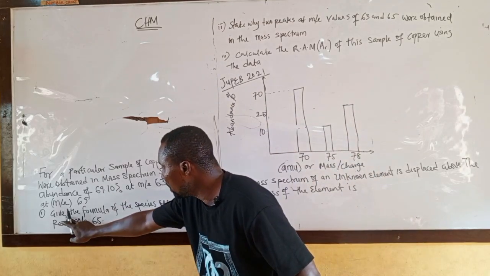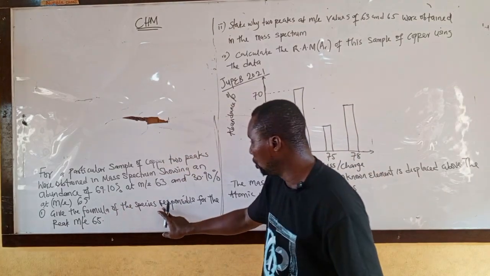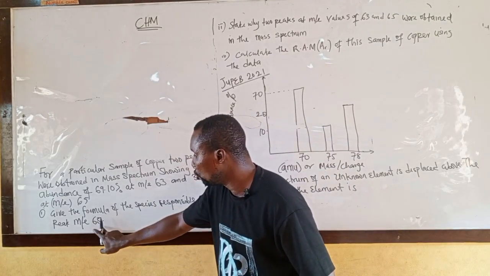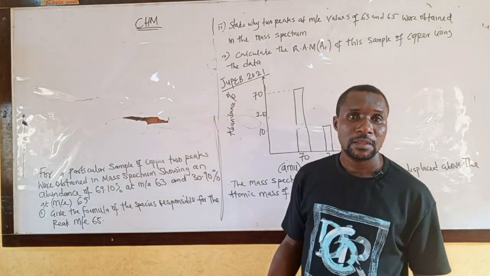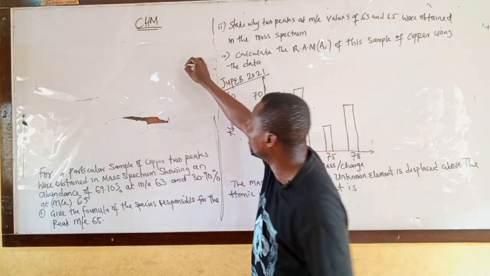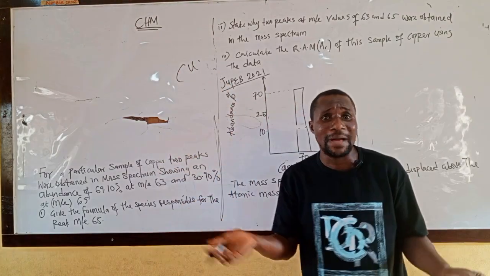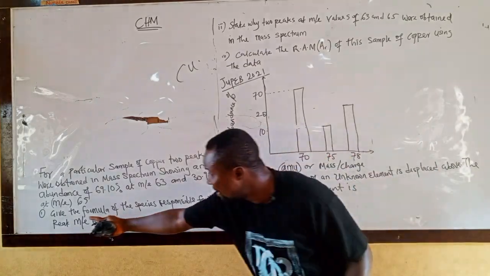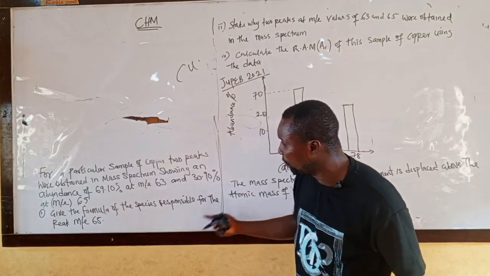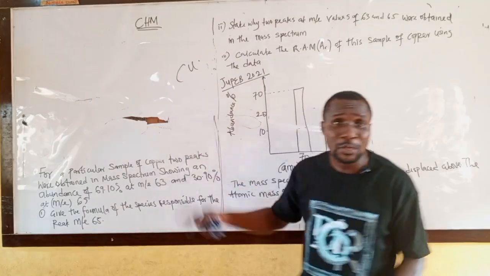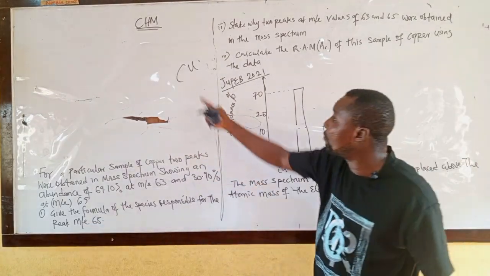Then give the formula of the species responsible for the peak mass to charge ratio of 65. The sample they've given you is copper. That's why they want you to write the chemical symbol for copper. That is the first one. Give the formula of the species responsible for the peak mass to charge of 65. The sample is copper. They just ask for the chemical formula of copper.